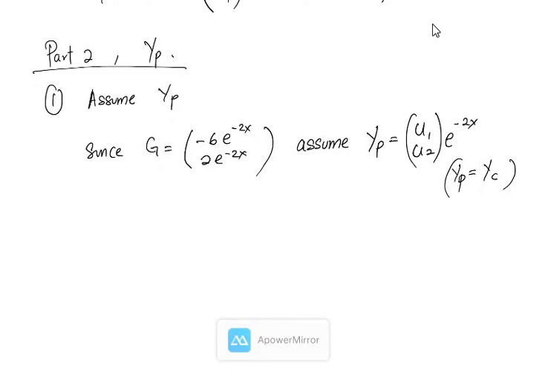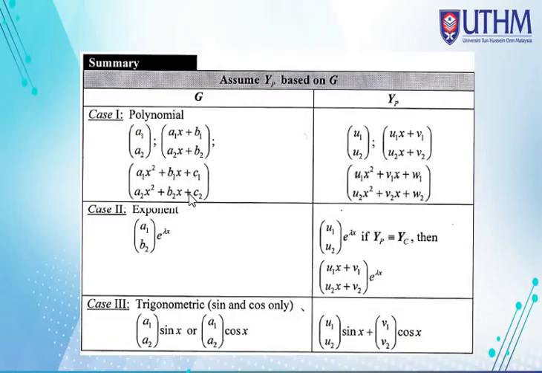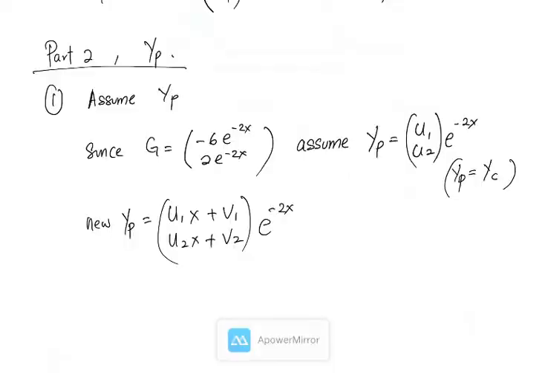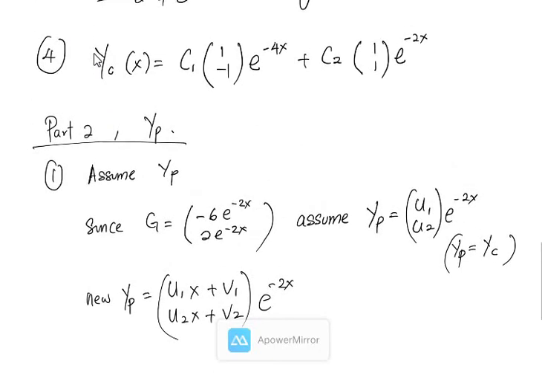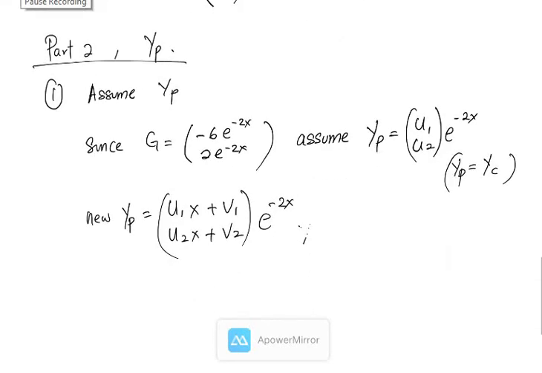So we need to assume a new yp, which is multiply with x. So you have u1 multiply with x, and then u2x with v2. This one you can get it from here, also from the table. And then we check again, this yp same as yc or not. So yp is this one and yc is this one, so it is not the same. So yp is not the same with yc.